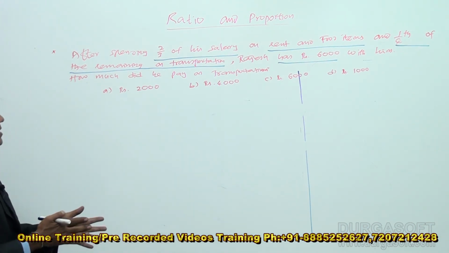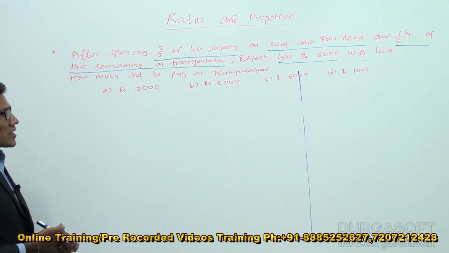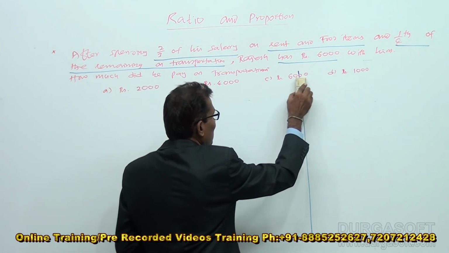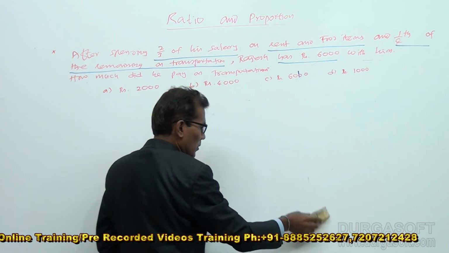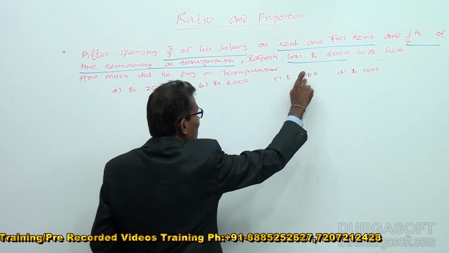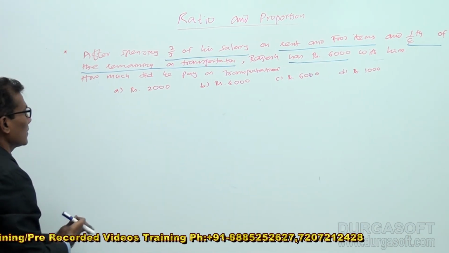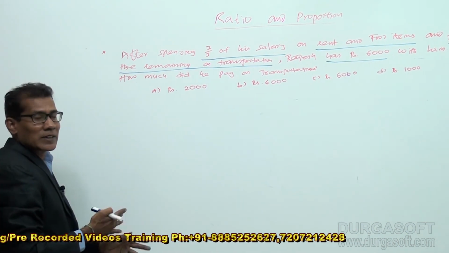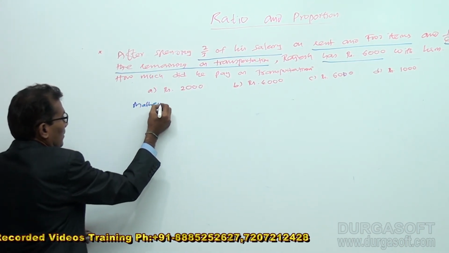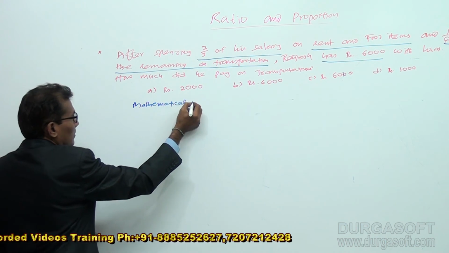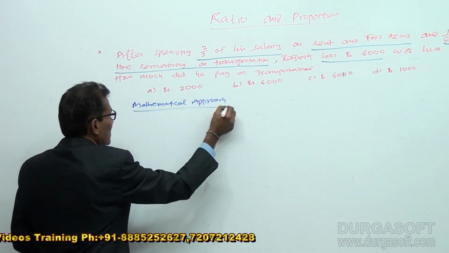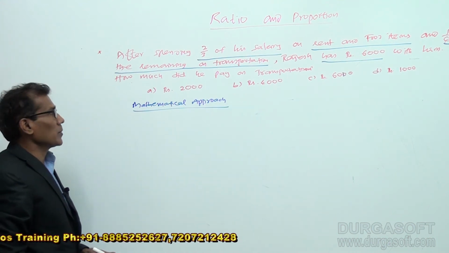So how can you solve this question? This can be worked out in two different approaches. One is a mathematical approach, the other is a logical approach. Let us see how this is done mathematically first. The mathematical approach takes longer, as we know.